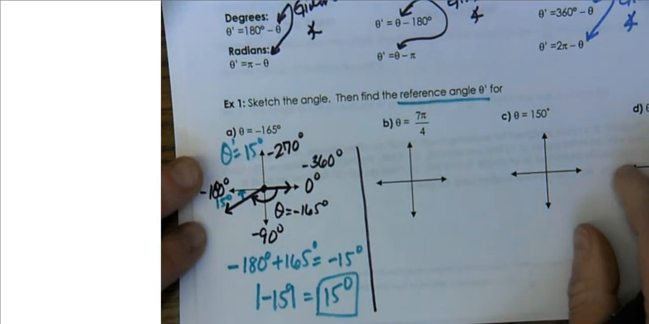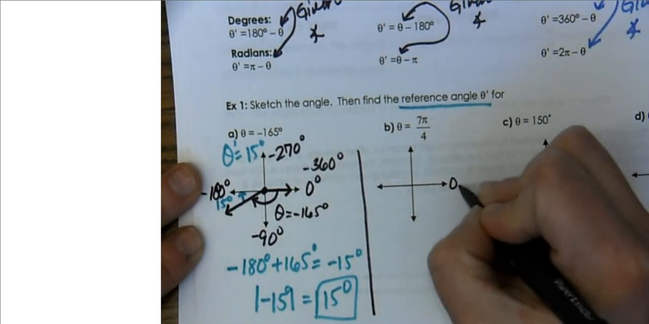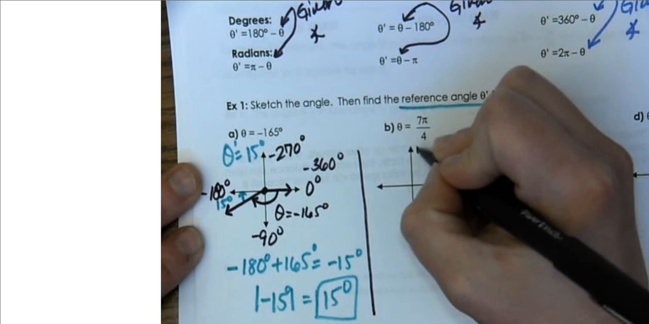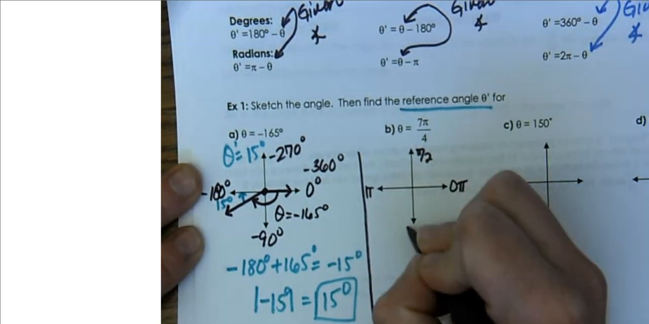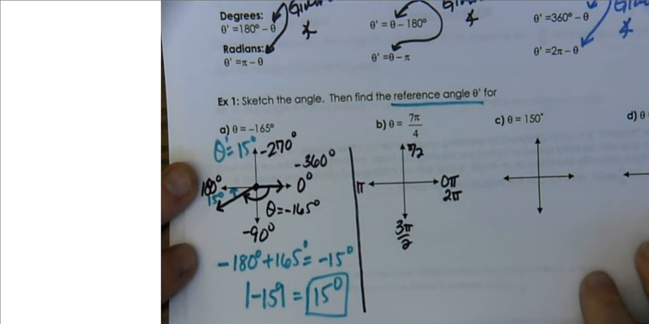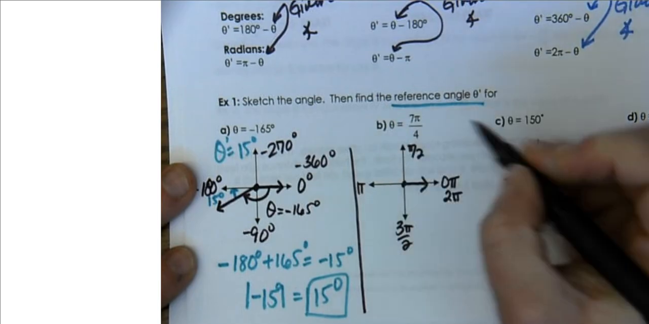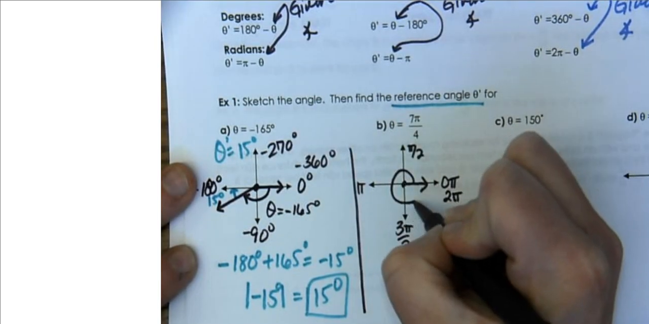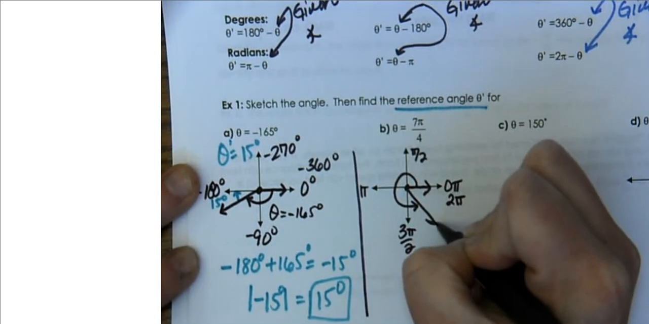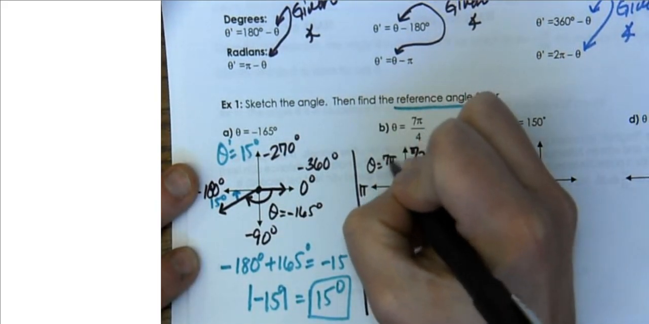Letter B, this is in radian mode, and we want to plot 7 pi over 4, which is on our unit circle. So I have 0 pi, pi over 2, pi, 3 pi over 2, and 2 pi. And I'm labeling this counterclockwise because my angle is positive. Now 7 pi over 4 is almost 8 pi over 4, but not quite. So it's landing in quadrant number 4. So that is theta being 7 pi over 4.